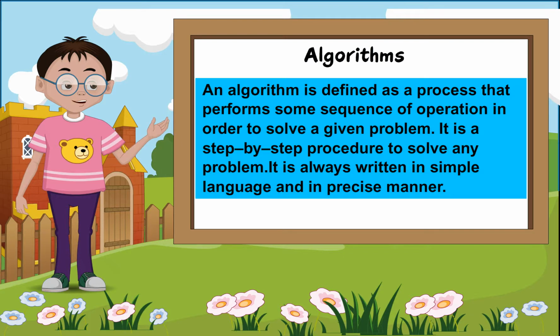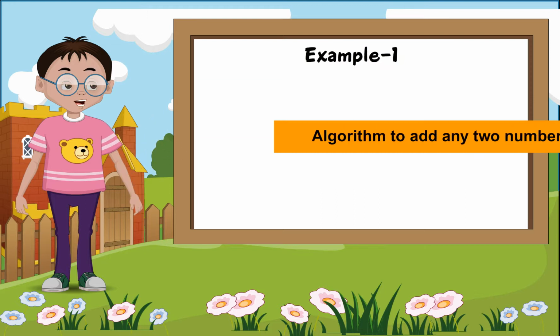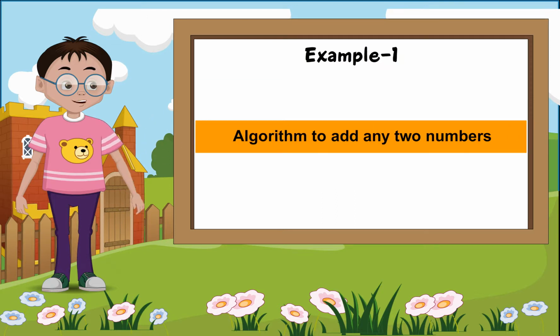Algorithms. An algorithm is defined as a process that performs some sequence of operations in order to solve a given problem. It is a step-by-step procedure to solve any problem. It is always written in simple language and in a precise manner. Example 1: Algorithm to add any two numbers.